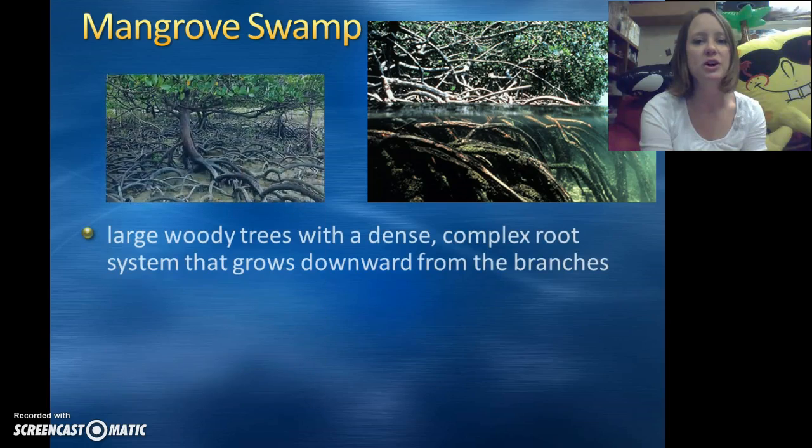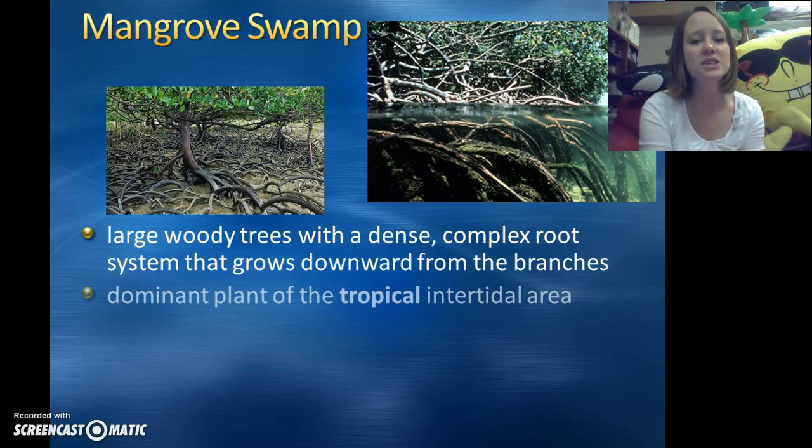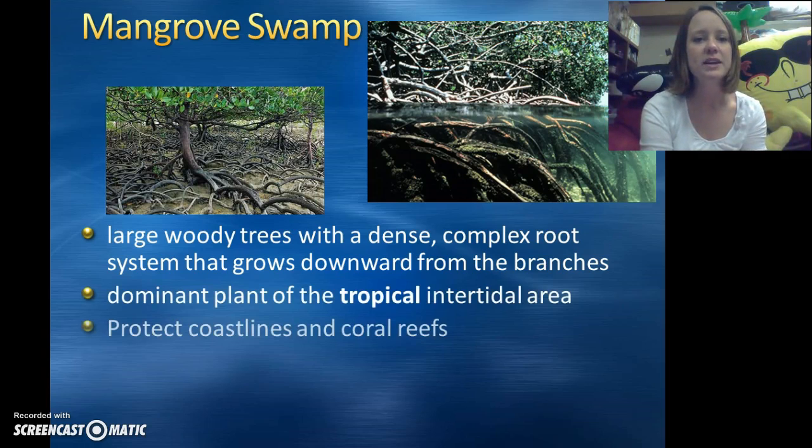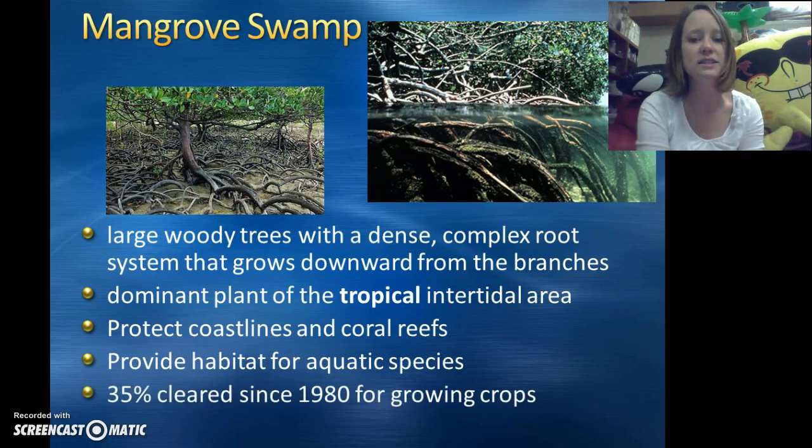Mangrove swamps are found along coastlines. Mangroves are trees that have an interesting root system, and you can see in both of these pictures the roots actually grow downward from the branches, and they grow along the surface, so they provide protection from erosion. We see these in a lot of tropical areas in the intertidal zone. So the picture on the right, you can see during high tide the roots are underwater, but during low tide they're exposed. So they provide a lot of protection for these coastlines and coral reefs that are attached to the coastlines as well. So a lot of aquatic species live in these areas.